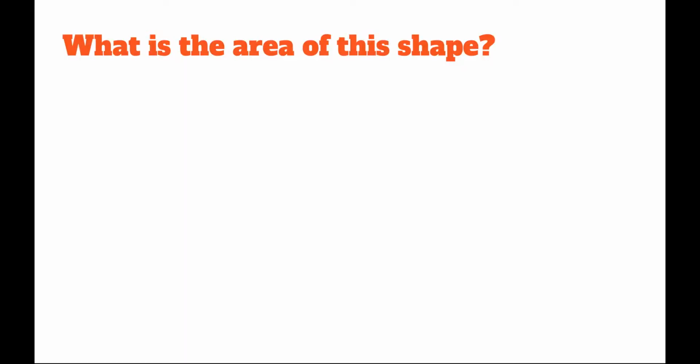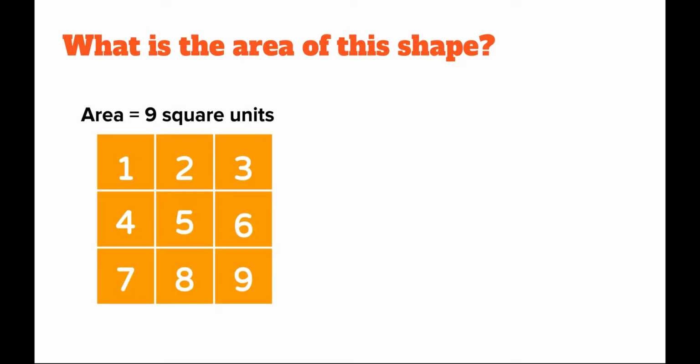All right, let's think about this a different way. I know the area of this square is 9 square units. Remember, area is measured in square units. Very important. I am not measuring the outside. I'm not seeing how long this square is. So I know that I can count the squares. I could write a repeated addition equation, 3 plus 3 plus 3, or I can just count the squares.